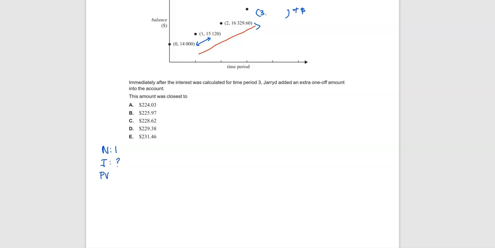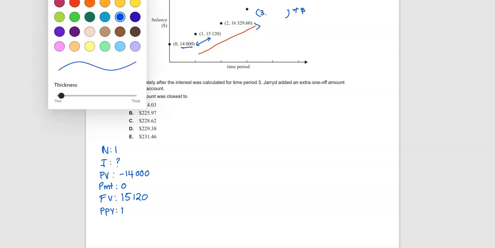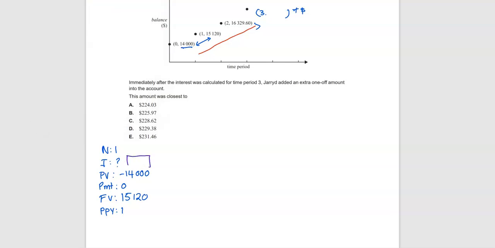I'm going to say I invested this for, is this an investment? Yeah. I invested this first, so this is negative 14,000. And they weren't making any payments, so 0. And FV, after one period of time, this is how much it had gained. And I'm just going to leave PPY as 1 because I'm just saying everything's 1. So I end up finding out the interest rate is 8. So now I know the interest rate.